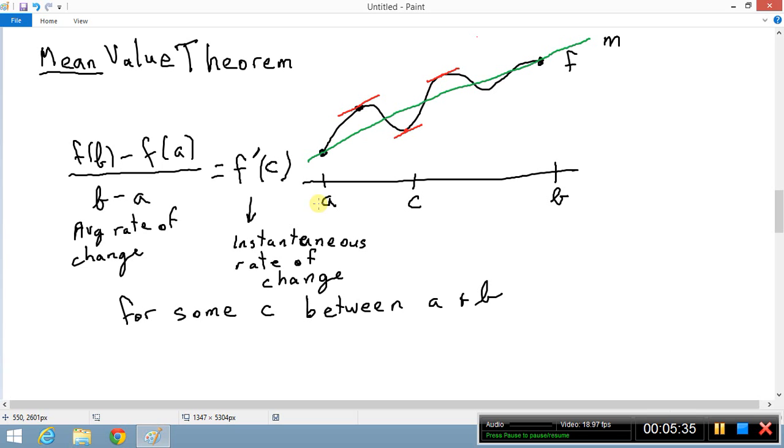All right? The mean value theorem does not tell you where that is, but it guarantees that there's at least one. You can't go from here to there without having an instantaneous rate of change somewhere. There exists a point somewhere between A and B where the instantaneous rate of change is going to be exactly the same as that average rate of change.